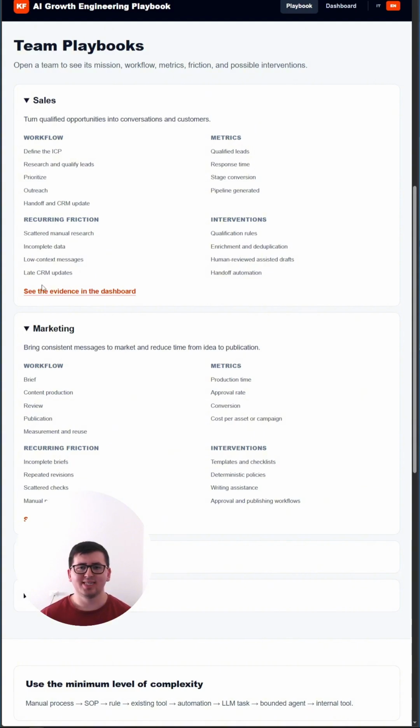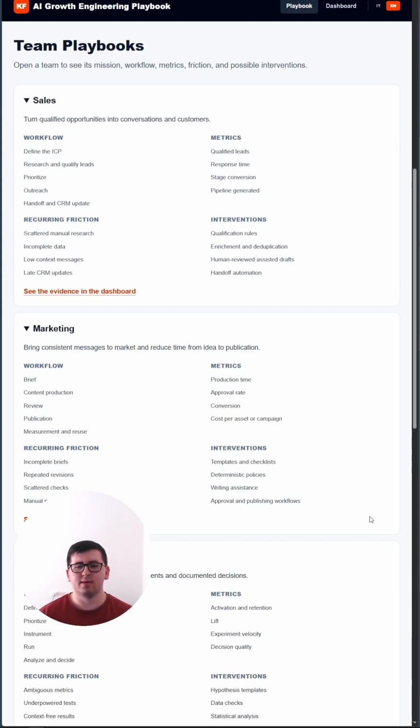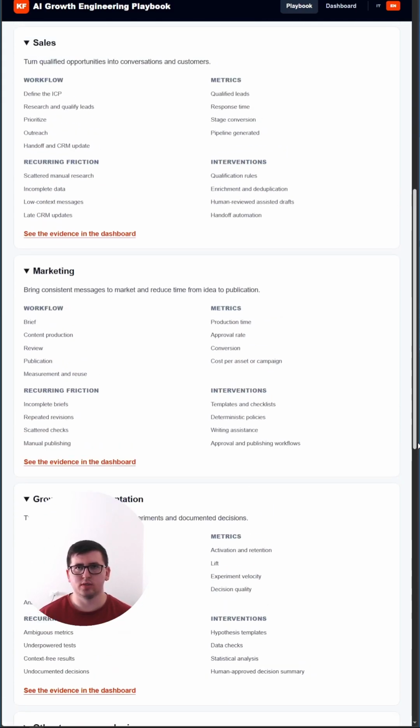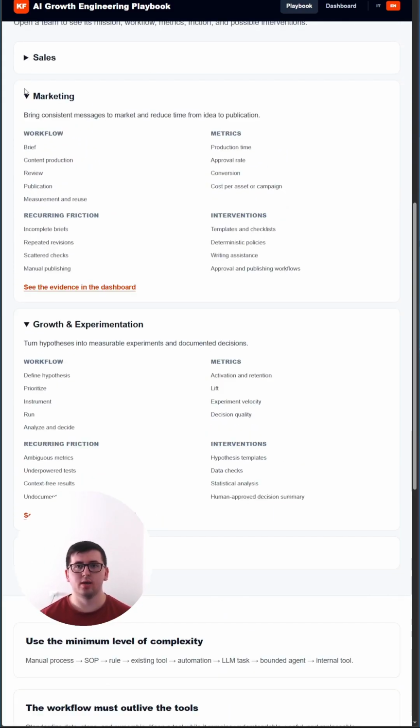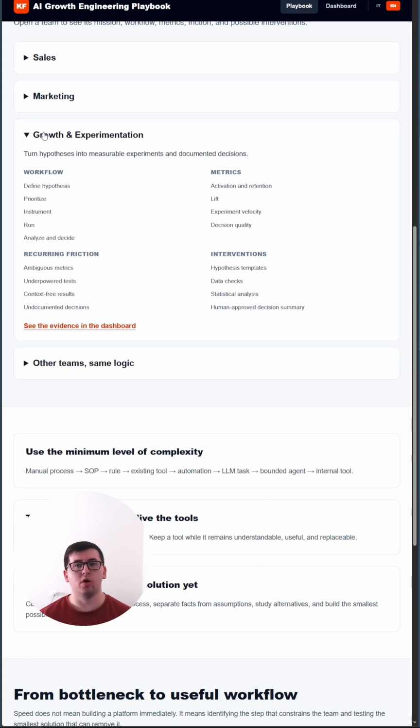Now you're going to see that sales and marketing have almost the same structure: workflow, metrics, recurring friction, and intervention. And the same happens with growth and experimentation. You're going to see this. But I'm not saying that all these roles are the same. No. Even these roles and teams are different from company to company. Even if the business is almost the same, they're going to have different metrics, different workflow, and different friction, so different bottlenecks, and your intervention is going to be different.